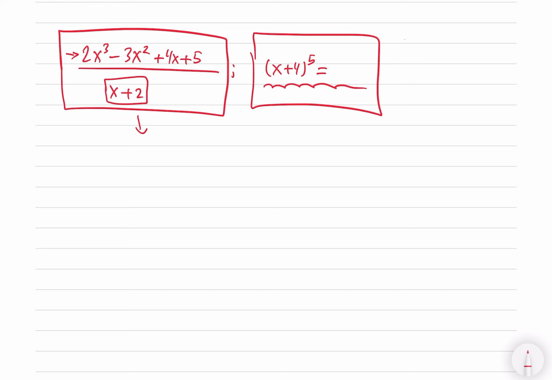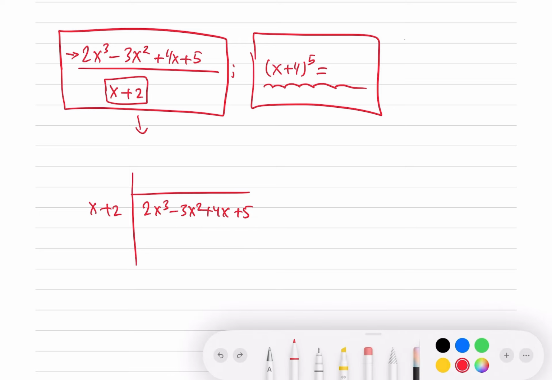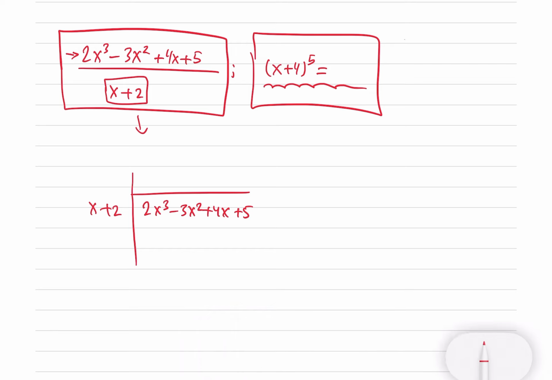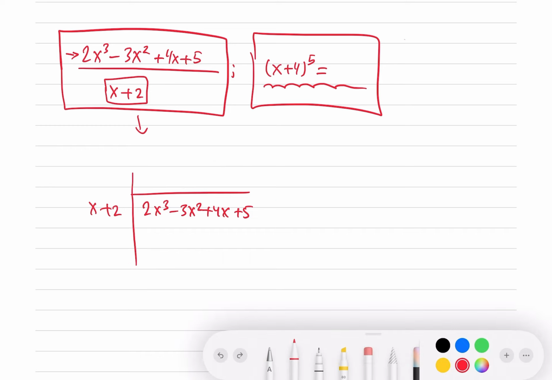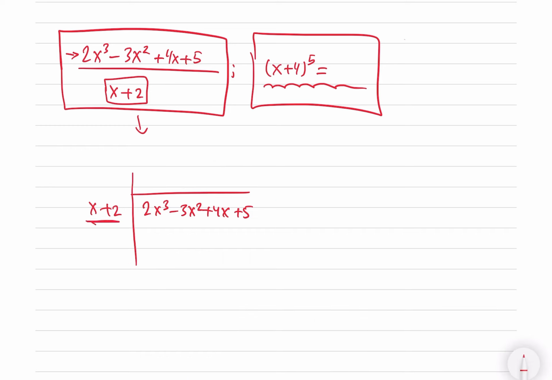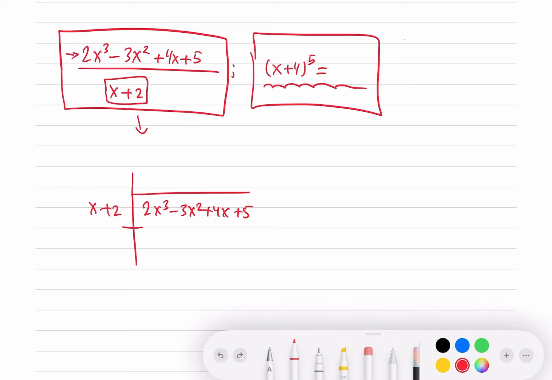Starting with the first one, we have 2x cubed minus 3x squared, which is added to 4x plus 5, and it's divided by x plus 2. So this is how you write it. The numerator is simply inside. I truly don't know what the name of this is, but it's going to be inside of it. And x plus 2 is to the left of the numerator.